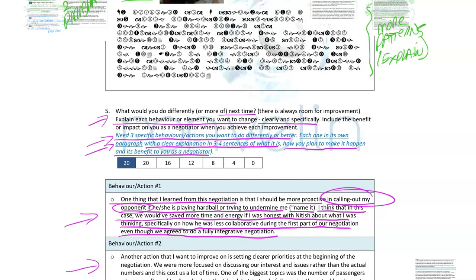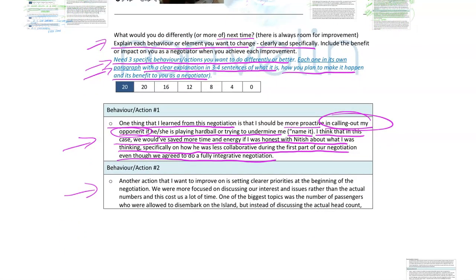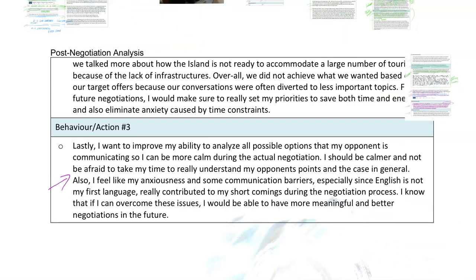And he goes on to explain a second one and a third one on the following page. I'll just show you what that looks like. So scroll up here, you see he's got another one here, and I'll shift over and show you the last page. Here he says, "I want to improve my ability to analyze all possible options that my opponent is communicating so I can be more calm during the actual negotiation." What he's saying here is, I want to be able to handle all the things my opponent's saying at me and slow things down and really analyze and make good decisions.